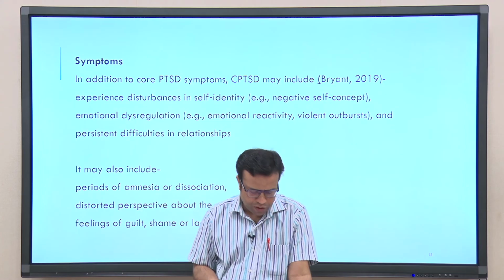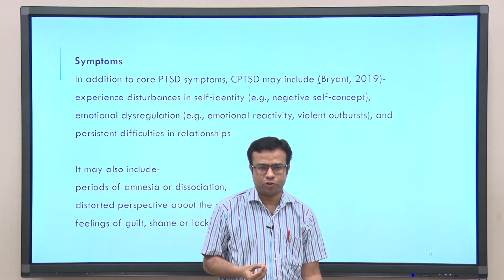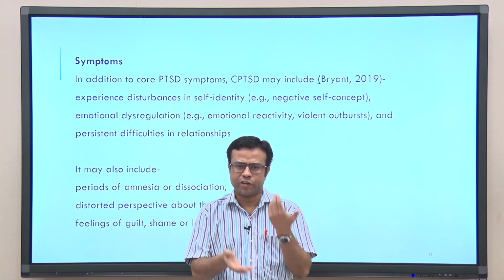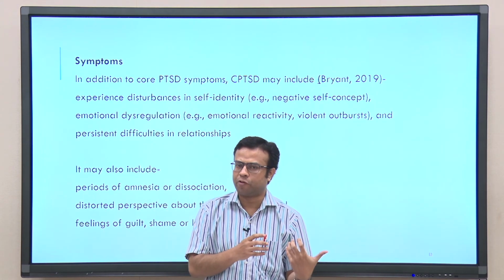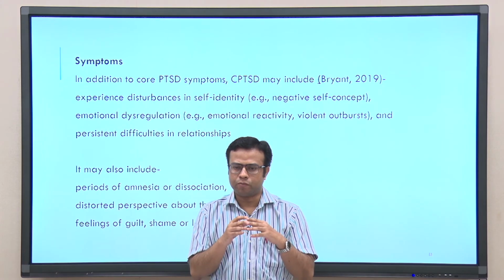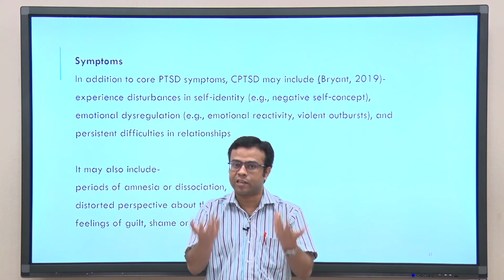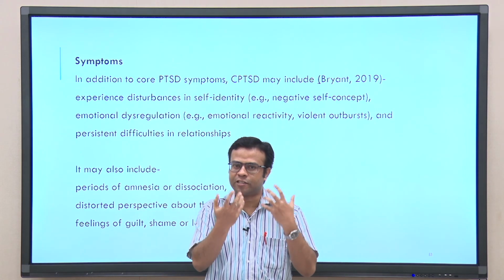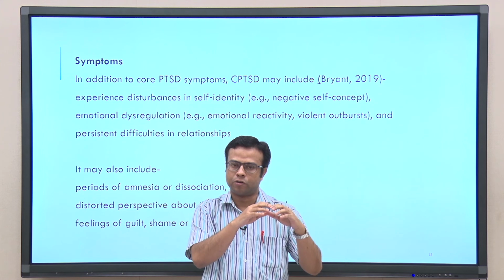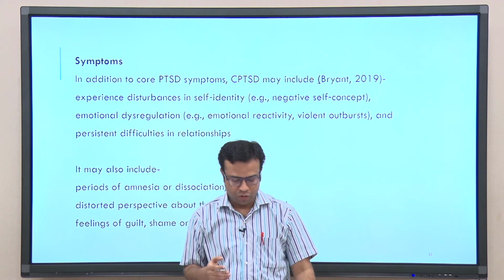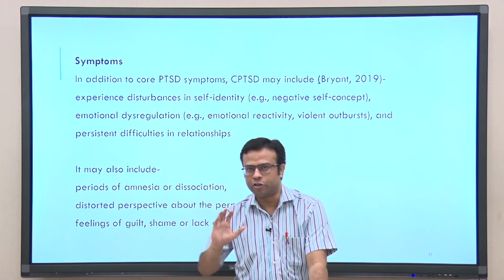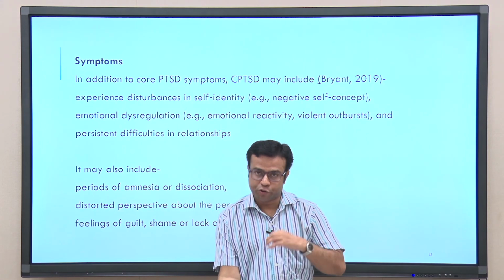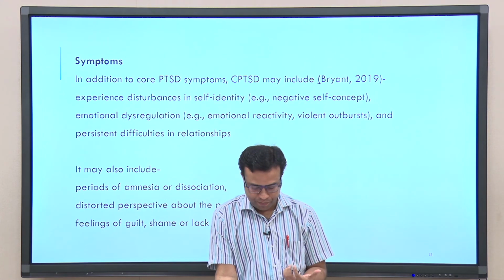Symptoms may also include periods of amnesia or dissociation. Amnesia is when you forget some part of the traumatic event. It is a natural coping mechanism of our mind: if you remembered some events, it would be very disturbing and we would not be able to tolerate it. So, our mind unconsciously represses those memories and we forget them. Such forgetting, amnesia or dissociation can happen in complex PTSD.